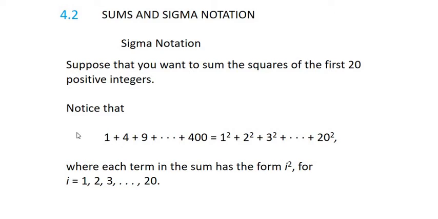Okay, well, look what they did here. This is like 1 squared plus 2 squared plus 3 squared. You know, 1 squared is equal to 1, 2 squared is equal to 4, 3 squared is equal to 9, and if you keep going all the way up to 20 squared, it's equal to 400, and then you add all those numbers.